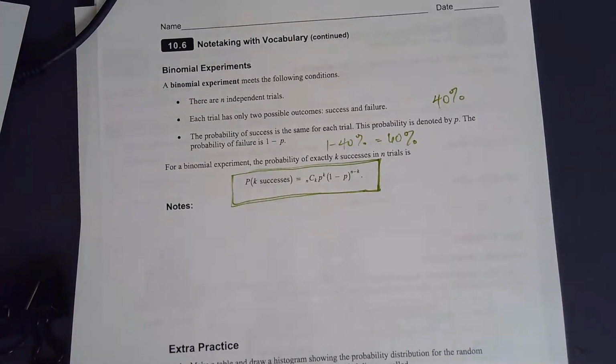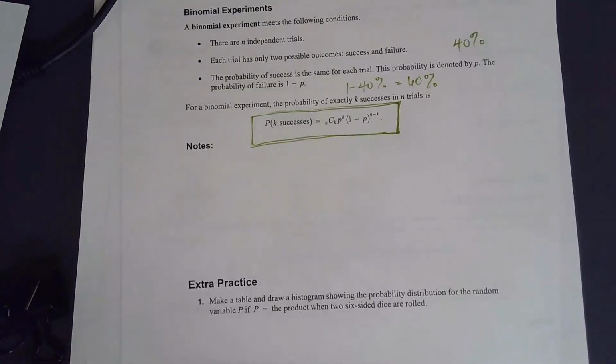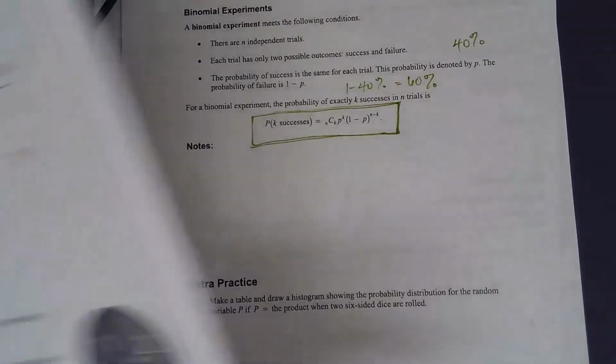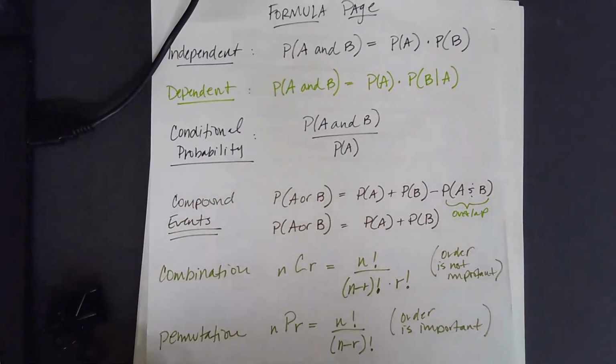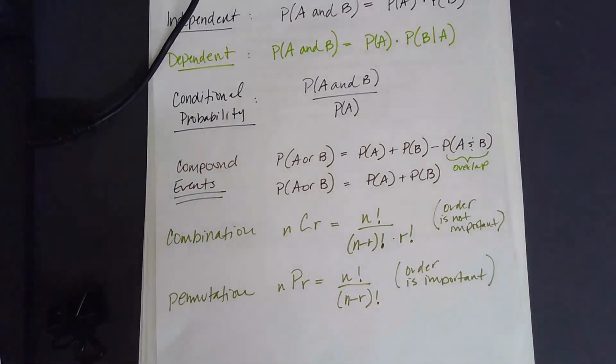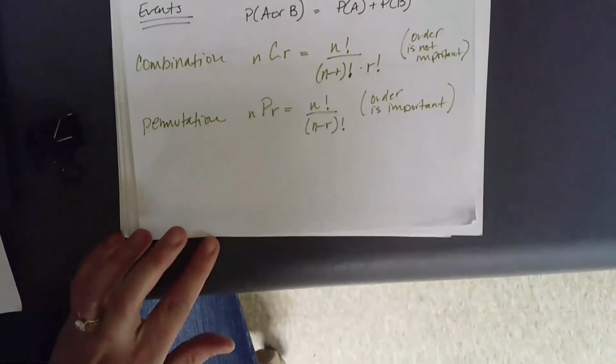So what I'm going to do is jump ahead to our extra practice. Actually, I lied. I'm going to go ahead and grab your formula sheet first, because I want you to add this to your formula page. This is for a binomial experiment. So I'm going to add this at the end here.